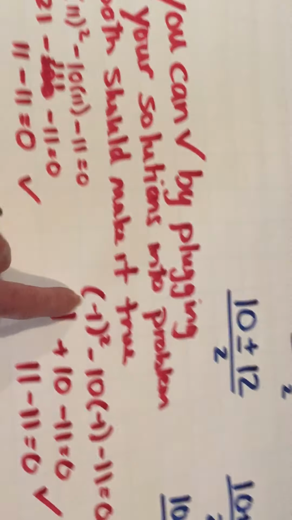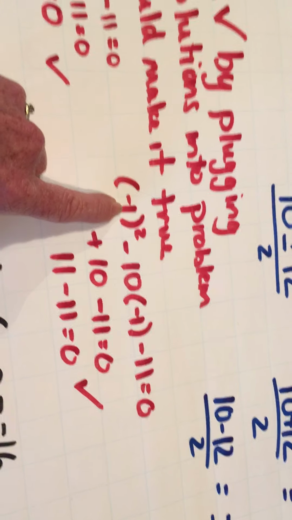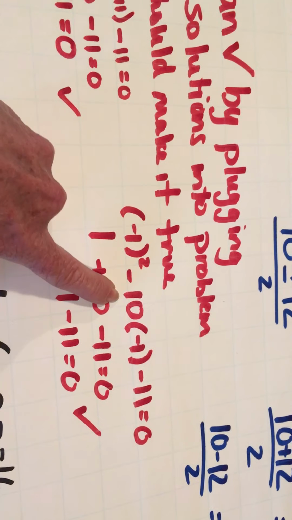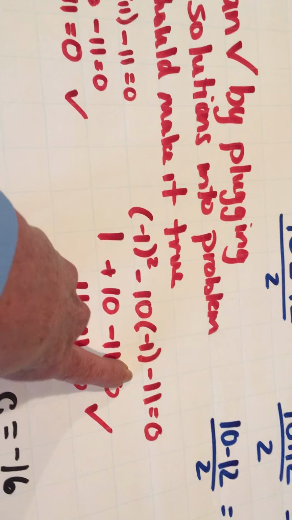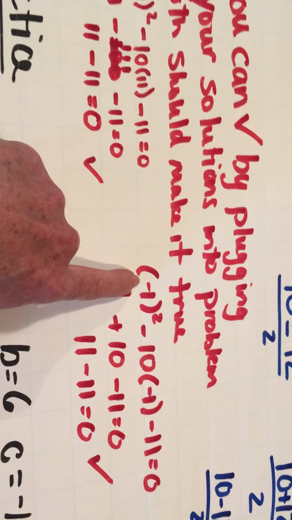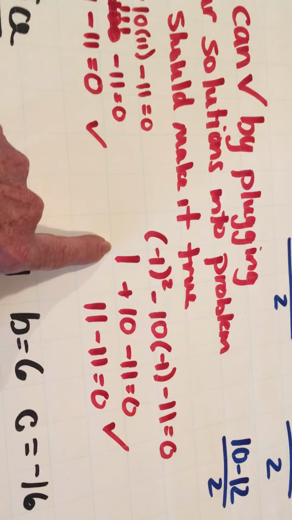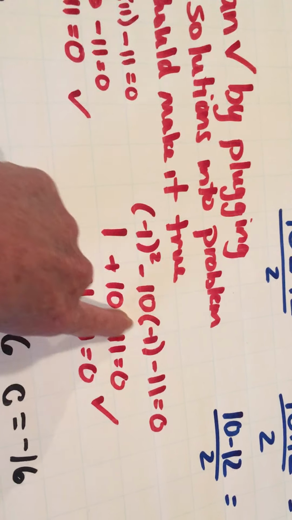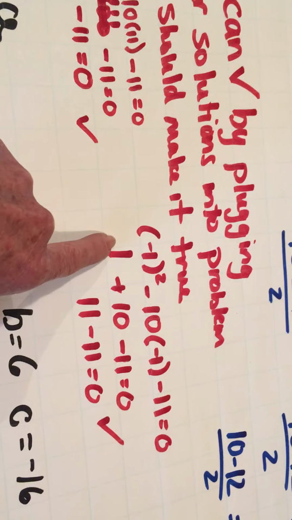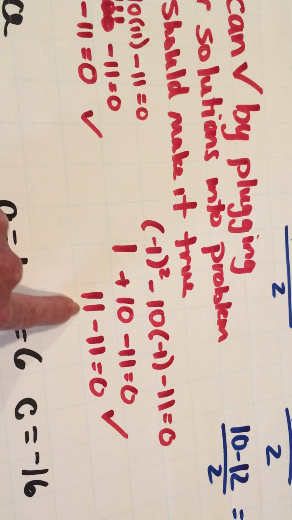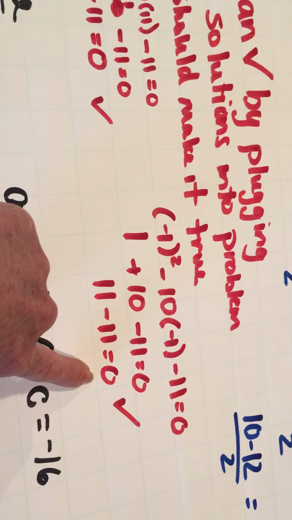That one checks. And we can take our other solution, negative 1 squared minus 10 times negative 1 minus 11 equals 0. Negative 1 squared is 1. Negative 10 times negative 1 is 10. So we've got 1 plus 10, which is 11, minus 11 is 0.